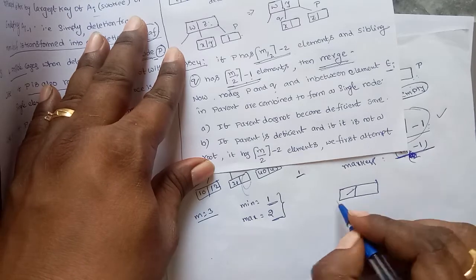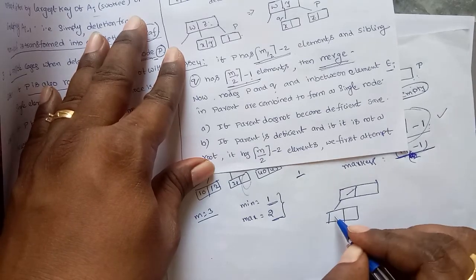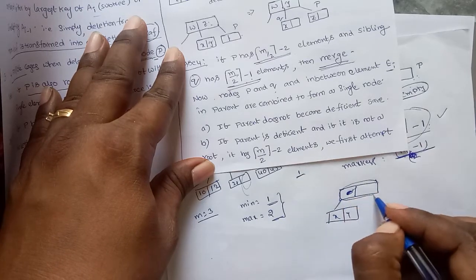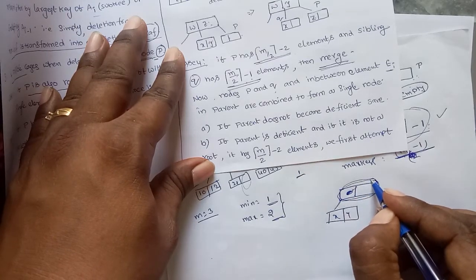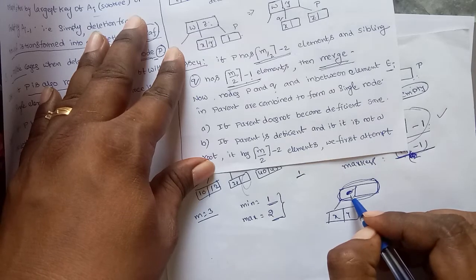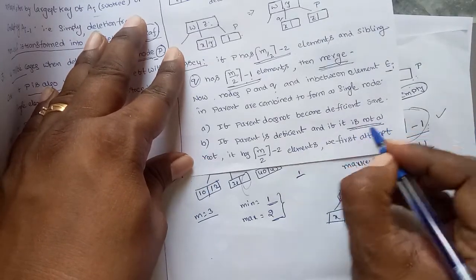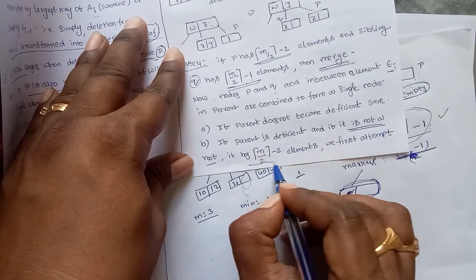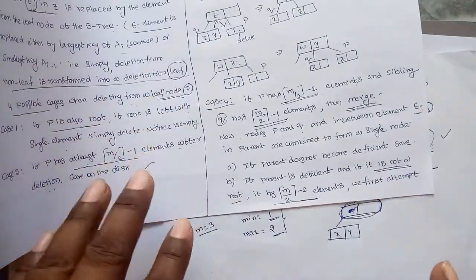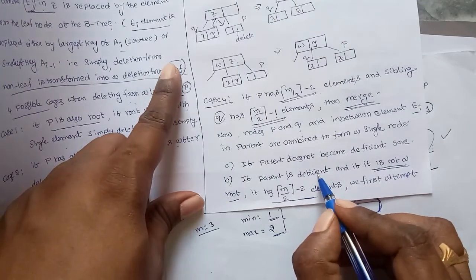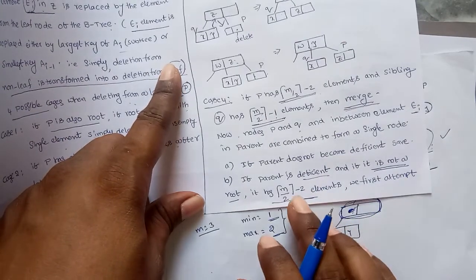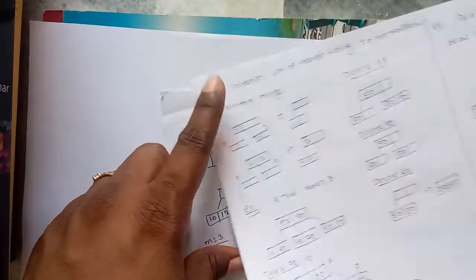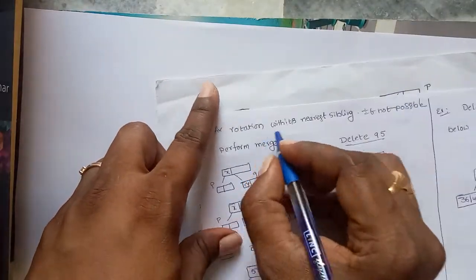Suppose after merging, the parent does not contain any element. The parent is deficient, and the parent is not a root; it has m/2 minus 2 elements. Deficient means fewer than the minimum elements. What do you have to do? First, perform the rotation operation.